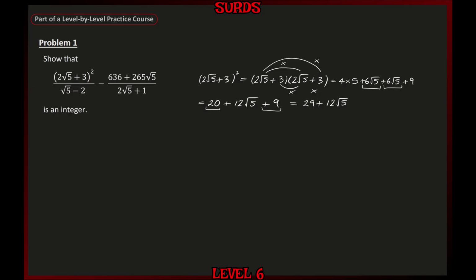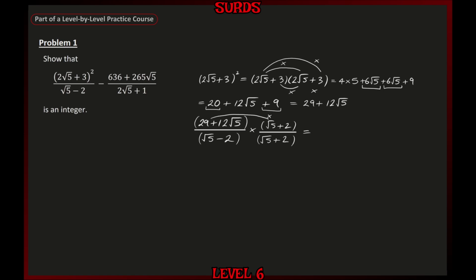So the first fraction now becomes 29 plus 12 root 5, all divided by root 5 minus 2. Now, we can't simplify the numerator or the denominator anymore as they are, but we can rationalise. And we can rationalise this by multiplying the top and bottom by the conjugate of the denominator. And the conjugate of root 5 minus 2 is root 5 plus 2. So we're going to multiply both the top and bottom by that, making sure that we put everything in brackets for when we expand. So focusing now on the numerator, we can expand.